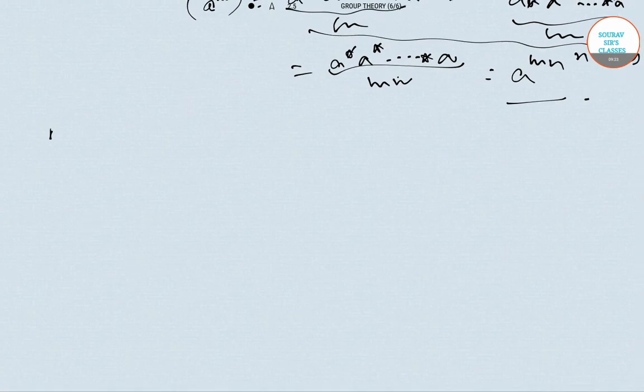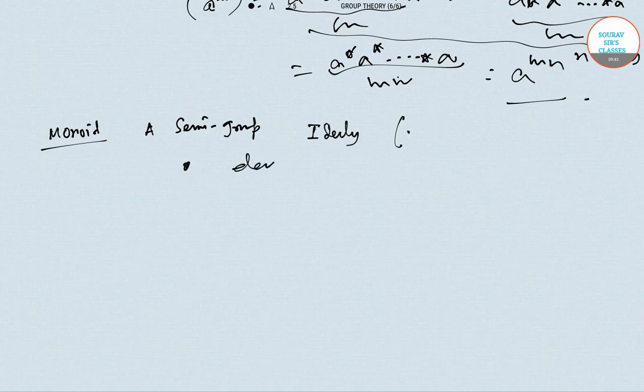Next, another important part, monoid. A semigroup is called a monoid if there exists an identity element for the binary operation defined on the set. That's it. So quite a straight-cut structure we can give it.